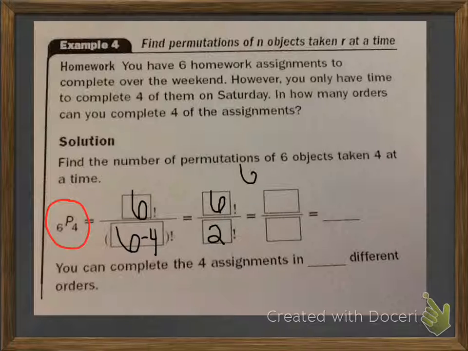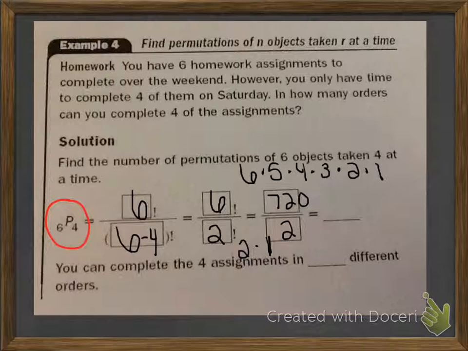6 factorial we know is 6 times 5 times 4 times 3 times 2 times 1, or 720. And on my bottom here I just have 2 factorial, or 2 times 1, which is 2. When I do the division, I get 360 different ways that you could choose 4 items from 6. So let's fill in my last blank here on the bottom. It says you can complete the 4 assignments in 360 different orders.